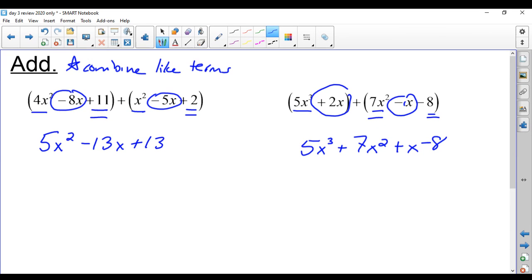Remember, descending order goes from the highest exponent and then down in order. If you can do all of this, you need to do the odds on the worksheet for today, just the odds, and then you should be in good shape for the quiz tomorrow.